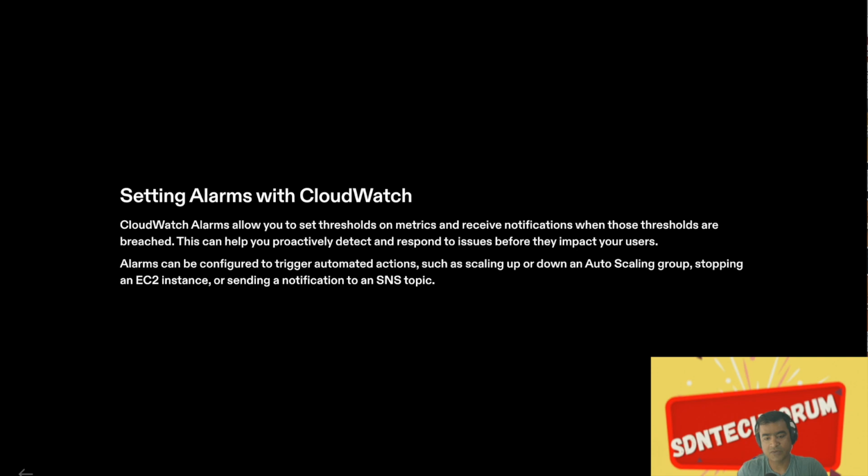An alarm can be configured to trigger automatic actions such as scaling up and down an auto scaling group, stopping an EC2 instance, or sending a notification to an SNS topic. And this is essentially what we are going to build. We are going to build an ASG solution which acts on a CloudWatch alarm. Every time that alarm goes off, we either add an instance or we delete an instance.